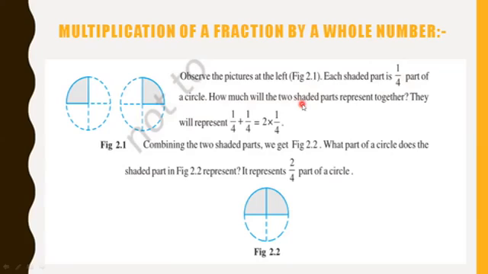How much will the two shaded parts represent together? Here is one shaded part and here is one shaded part. So we write 1 by 4 plus 1 by 4. Here you have 2 of 1 by 4, so you should multiply 2 into 1 by 4. Combining the two shaded parts, we get figure 2.2. These two parts, this part and this part, in the diagram are equal. Figure 2.2 represents 2 by 4 of a circle. So 2 1s are 2 by 4. In this way you will multiply.